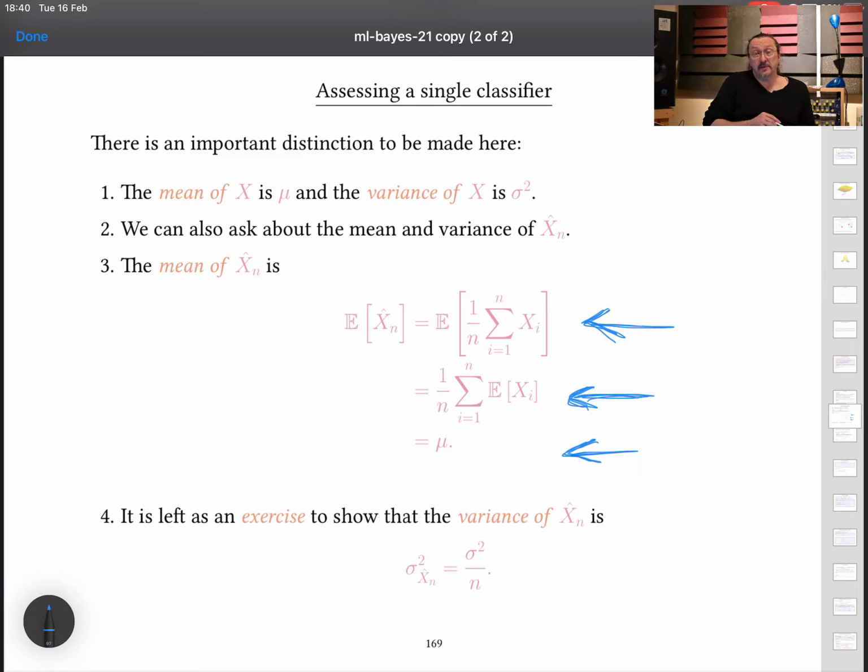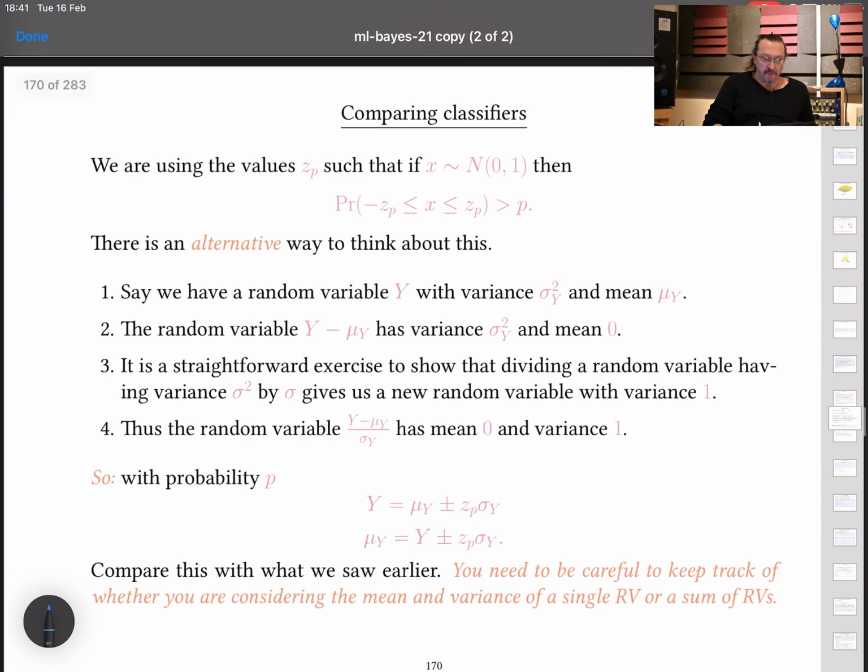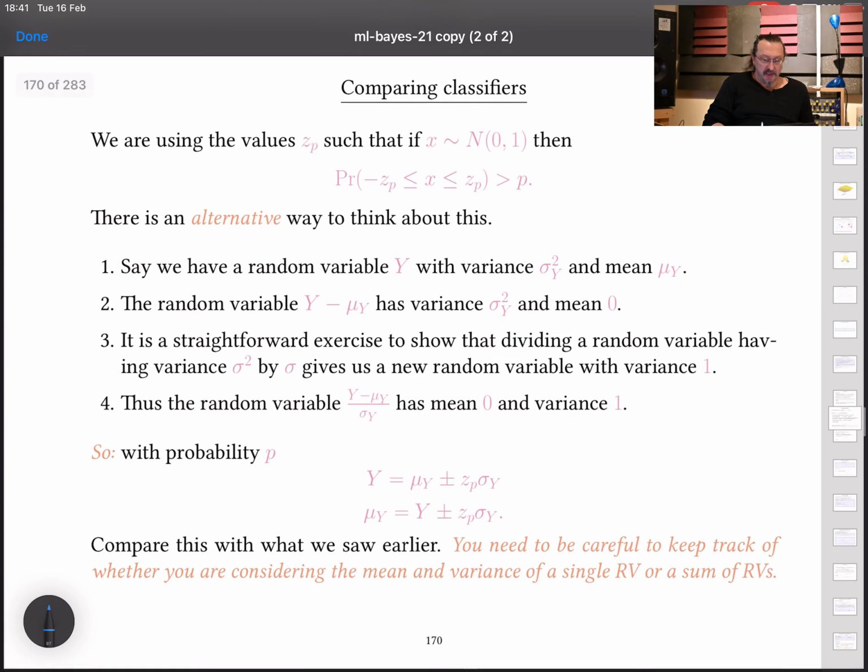It's left as an exercise, so this is something for supervisions, to show that the variance of x hat sub n isn't sigma squared, it's sigma squared over n. Okay, so the variance gets better the more measurements you take, which is what we would hope for. And I've already used that in some of the preceding slides. The reason you might want to be a little bit careful to remember that is that if you just treat x hat sub n incorrectly as a single random variable rather than a measured average here, you end up with something slightly different.